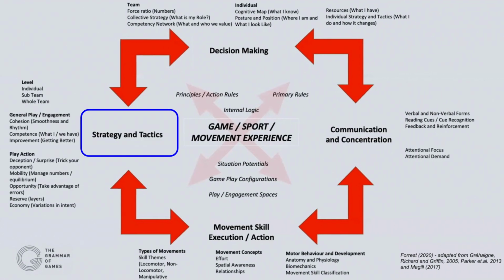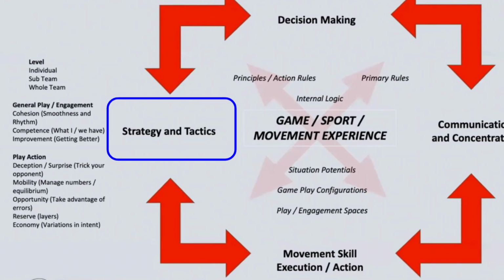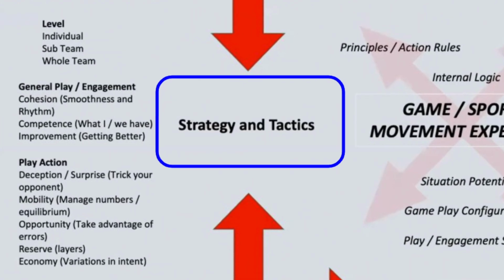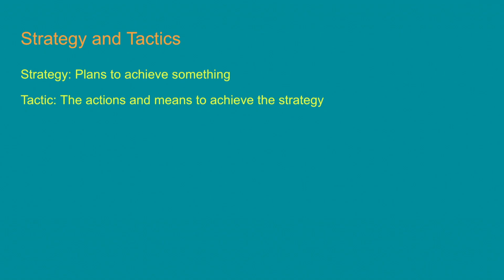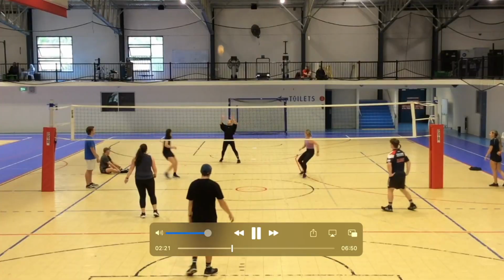The final component of the grammar of games to discuss is the use of strategies and tactics. These are the plans and decisions implemented in gameplay to enhance performance both with and without possession. Strategy refers to the initial plans to achieve an outcome, and tactic refers to the actions and skills required to achieve the desired outcome of the strategy. Strategies and tactics can occur on a whole, sub, or individual level and can be used as a reserve or to manage mobility, create deception, take advantage of error, or create variation in intent.